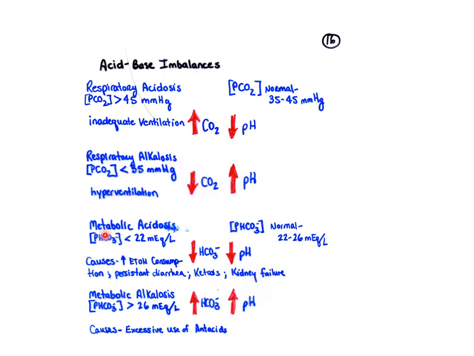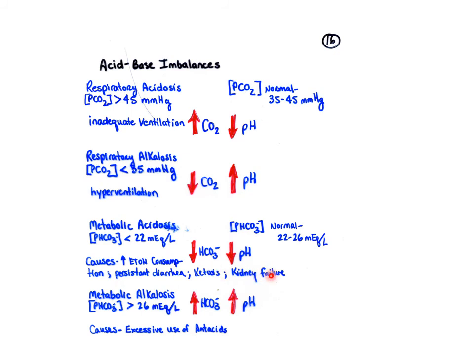Now, metabolic changes, and this is changes in bicarb. Your normal level of bicarb is 22 to 26 milliequivalents per liter. It is a charged particle, so it's measured in milliequivalents. So if your bicarb is low, bicarb is a base, then your pH is going to go down. So anything below 22 milliequivalents per liter is called metabolic acidosis. Excessive alcohol consumption can cause it, persistent diarrhea, ketosis, kidney failure.